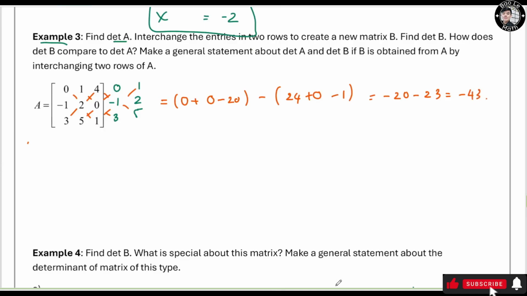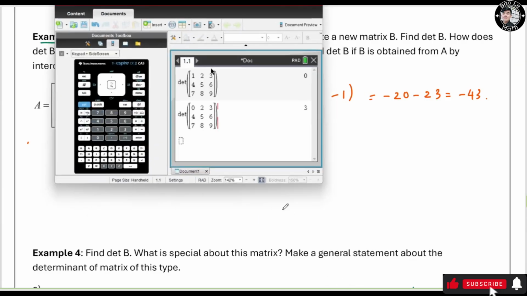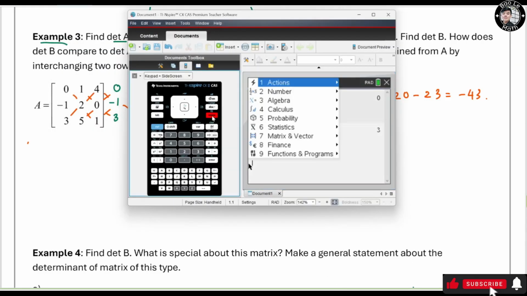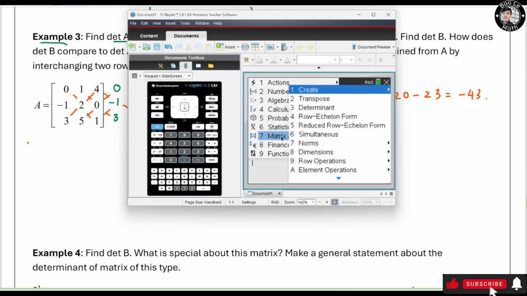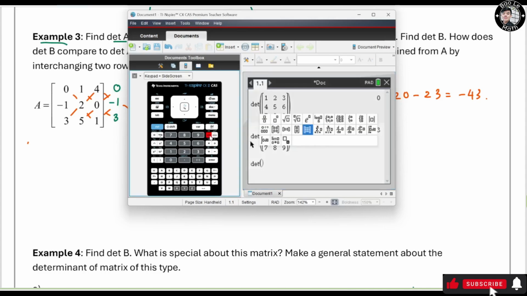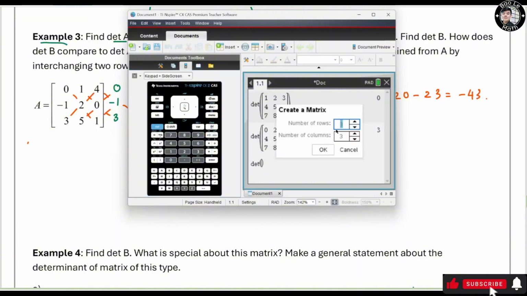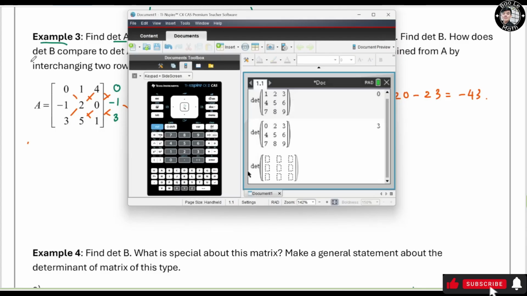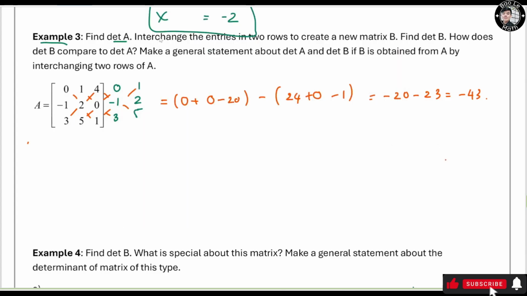Now we can use the calculator to check our work, right? So you're going to pull up the calculator, hit menu, number 7 right here, matrix, and number 3 right here. Now you're going to hit the button close to number 9 right here, and pick the 3 by 3 matrix. It's going to be this guy right here. 3 rows and 3 columns. Press OK. Now input the value and press enter. The answer is -43.